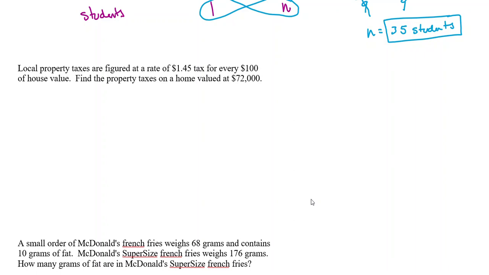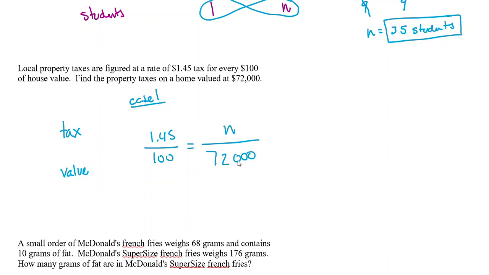All right, local property taxes are figured at a rate of $1.45 in tax for every $100 of house value. So we've got tax being compared to value. And in case 1, this is the basic rate, which is 1.45 to 100. And now we've got a question, how much tax for a home valued at $72,000? And this is absolutely how you calculate taxes of this kind.